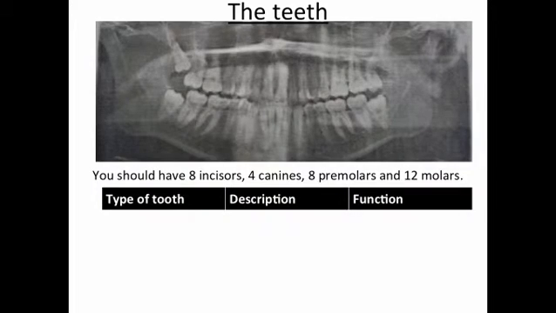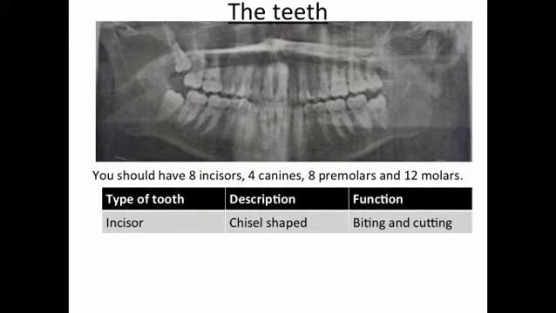You also need to know about the teeth. Here we've got one of my teeth x-rays. You have 4 different types of teeth you need to know about. So we've got incisors. You've got 8 incisors. They're the 8 very front teeth that you have. These teeth have what we call a chisel shape, and they're used for biting and cutting your food. You can just imagine an apple. You need your incisors to take the piece out of the apple.